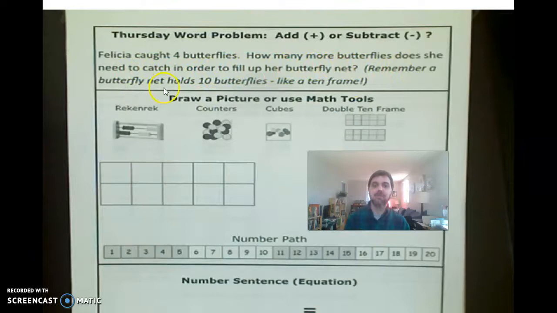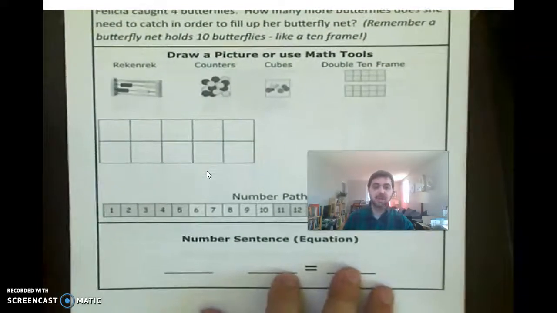Remember, a butterfly net holds 10 butterflies, like a 10 frame. So here's a 10 frame, and it holds 10 butterflies. 1, 2, 3, 4, 5, 6, 7, 8, 9, 10. So if she's already caught 4, then the question is how many more butterflies does she need to catch?